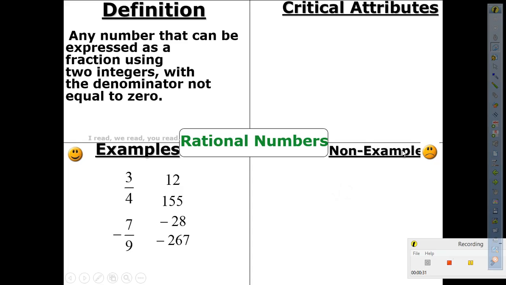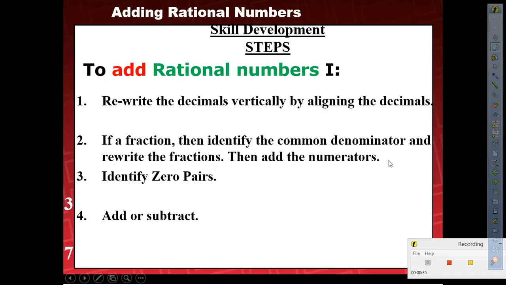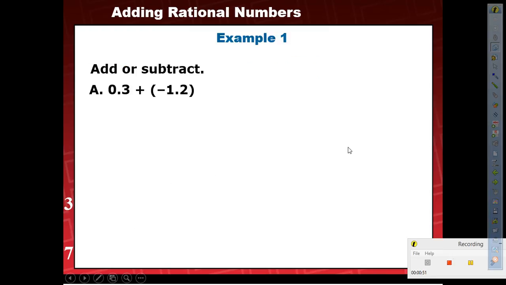So we know what rational numbers are. We covered that. We had some steps that I gave you guys. Write the decimals vertically aligned. If the fractions, identify common denominators and rewrite the fractions. From there, identify zero pairs, and at the end, add or subtract. Okay? So we got that.